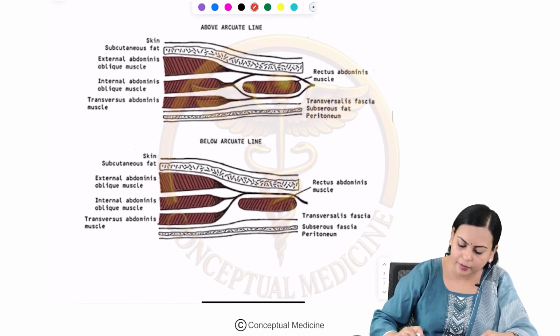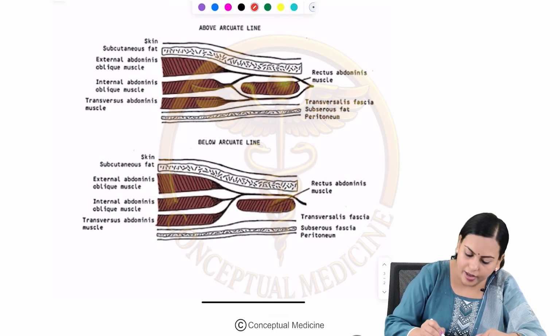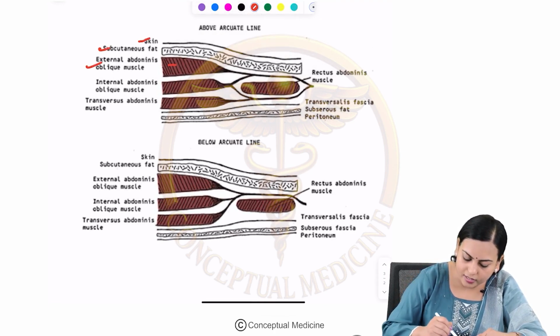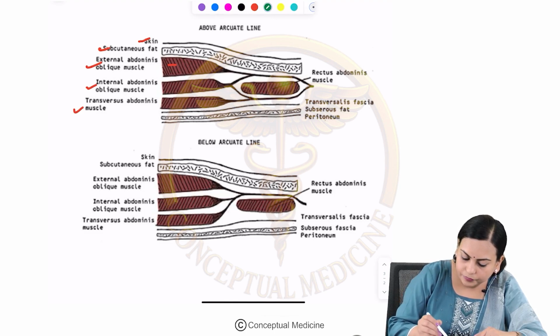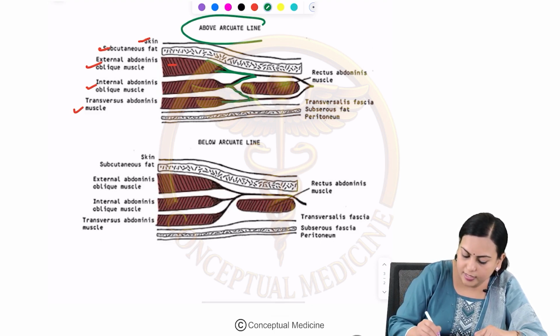Now, we will see the diagrammatic representation of my explanation. So, we have the skin, we have the subcutaneous fat, the external oblique muscle is there, and the internal oblique muscle and the transversus abdominis. What happens is the external oblique muscle aponeurosis is coming here, internal oblique muscle is coming and it is getting split, and the transversus abdominis muscle fascia is coming down. So this is above the arcuate line.